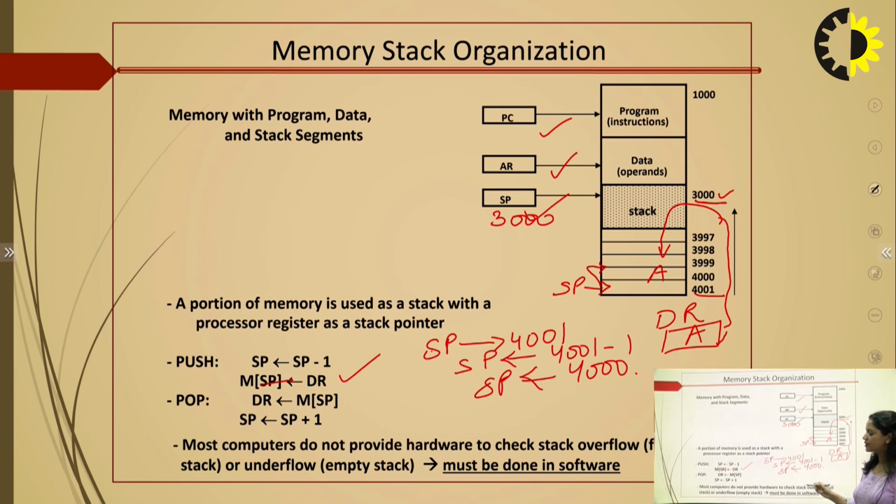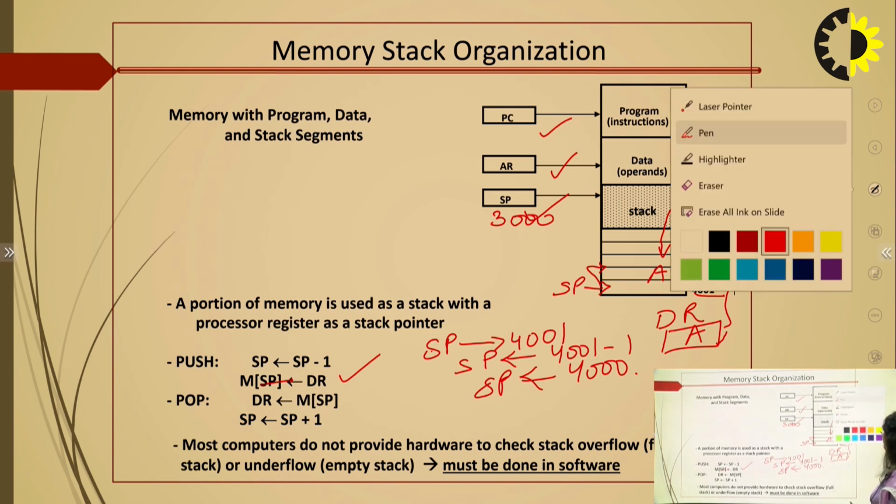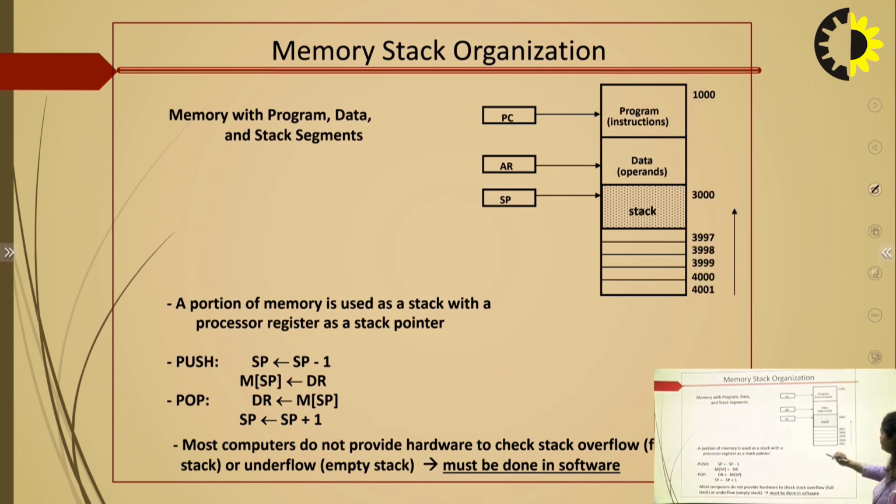Now what about the pop operation? That is totally opposite of our push operation. If I want to delete this A from this stack, what can I do? Now I have A at this particular location and I want to remove it from this stack. How can that be removed? Before removing it from the stack, first I have to copy this A to the data register. Here we have a data register that will be 16-bit.